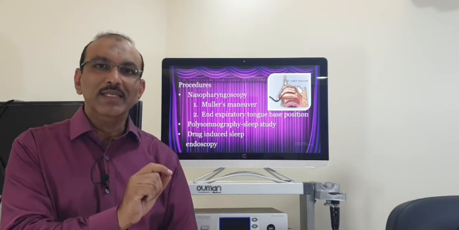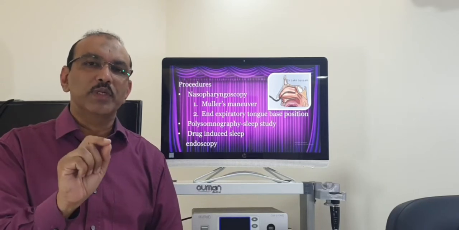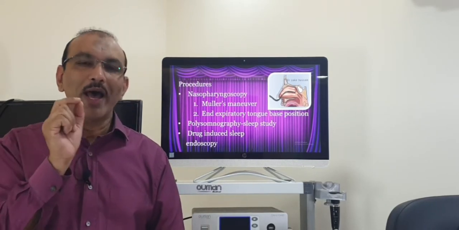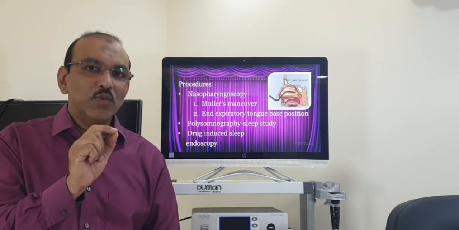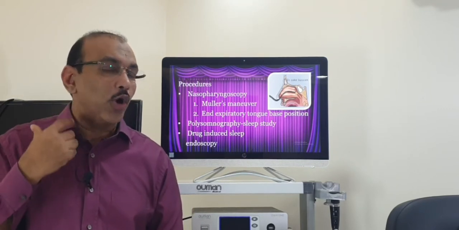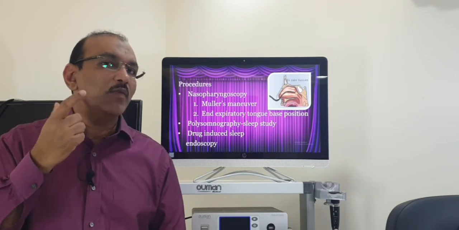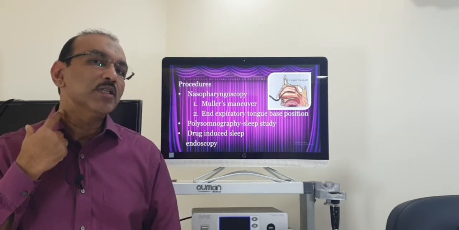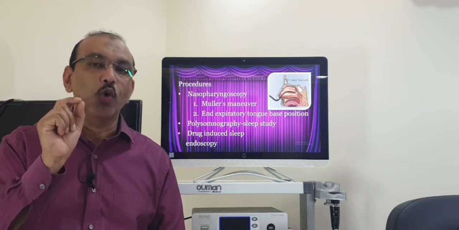So, by doing this, I will come to know if there is any obstruction starting at the level of the nose up to the voice box. I am seeing here structures which are rigid and structures which are collapsing. The structures which are collapsing are mainly behind the nose, which is called the nasopharynx, and the part behind the oral cavity, which is called the oropharynx.